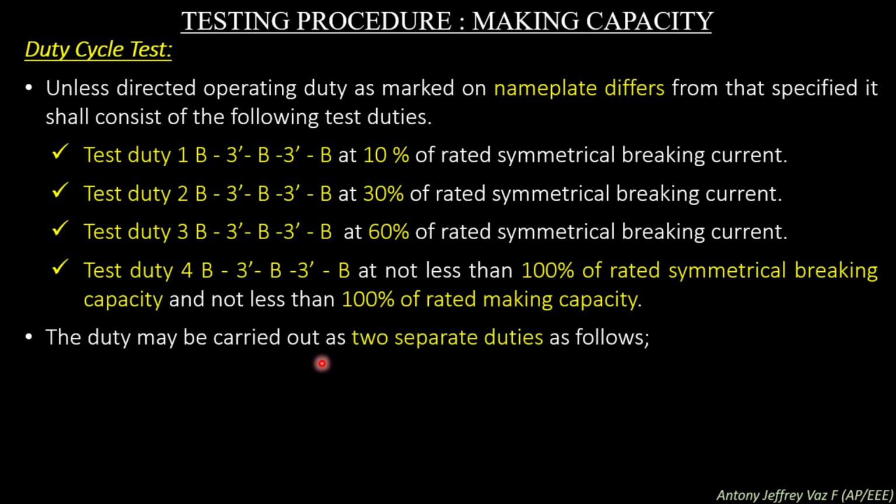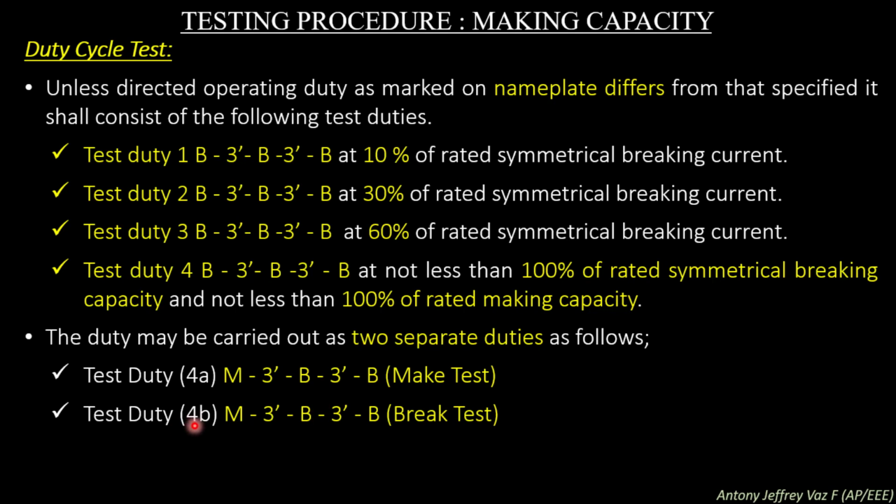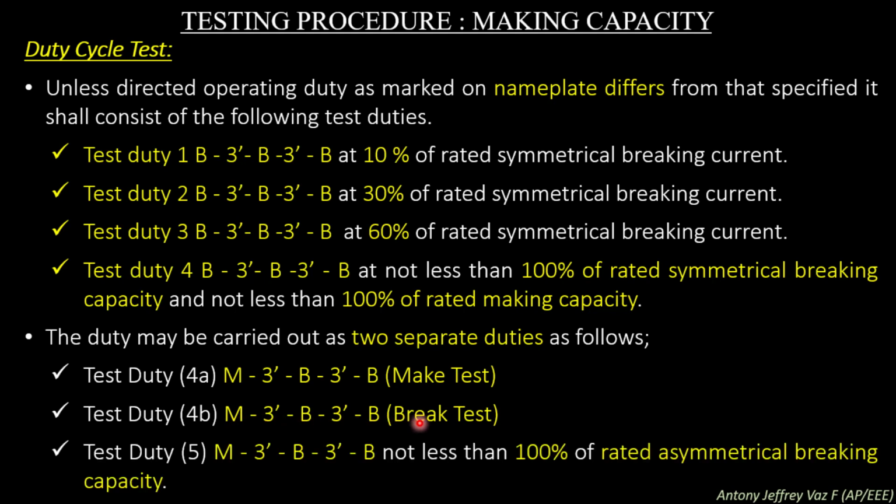The duty may be carried out as 2 separate duties as follows. Test duty 4A is the making operation, 3 minutes, breaking, 3 minutes, breaking. This is done for the making capacity test of a circuit breaker. The other test is making, then 3 minutes, breaking, 3 minutes, then B, that is the breaking test. So for a breaking test, making and breaking operations are done for the breaking test of a circuit breaker.